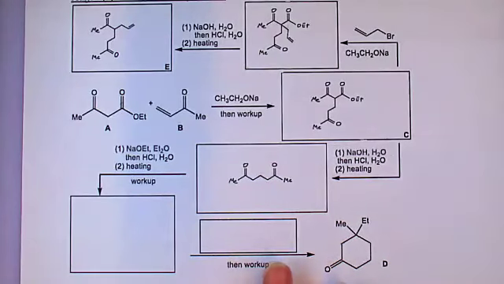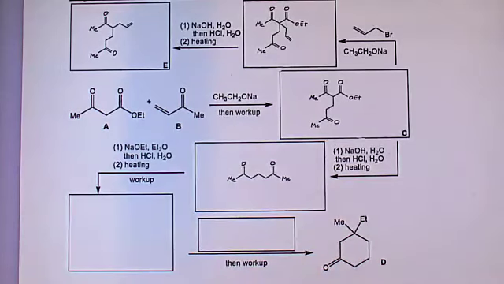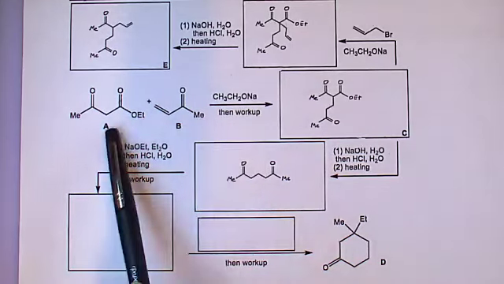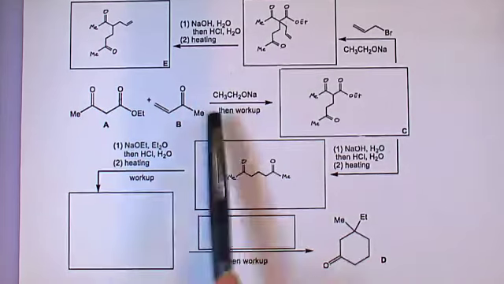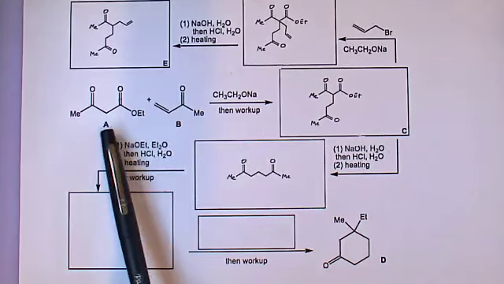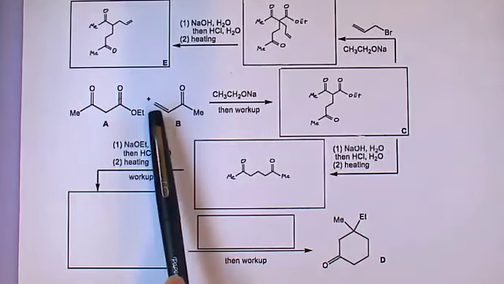In this video, we are going to be solving this problem. I'm going to be doing the mechanism as well. So just to do a quick overview here, molecule A in the presence of a strong base is going to become an anion and, as such, is a Michael donor to this molecule.